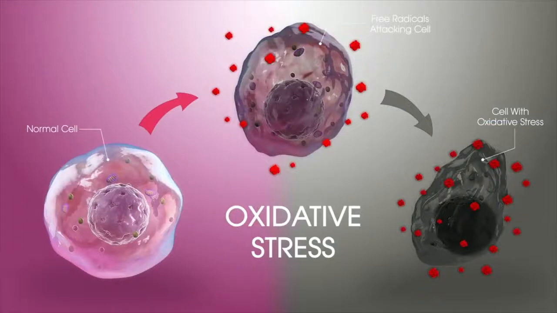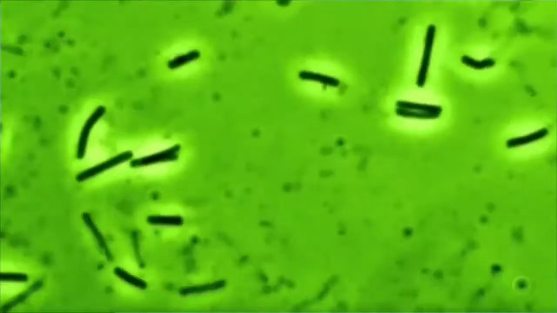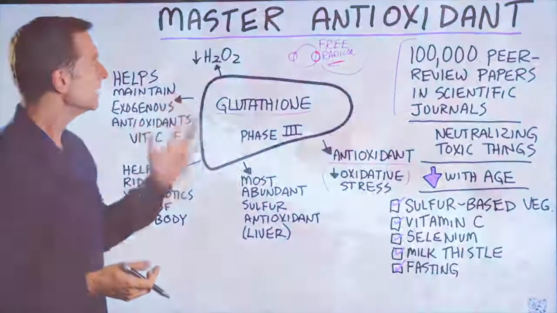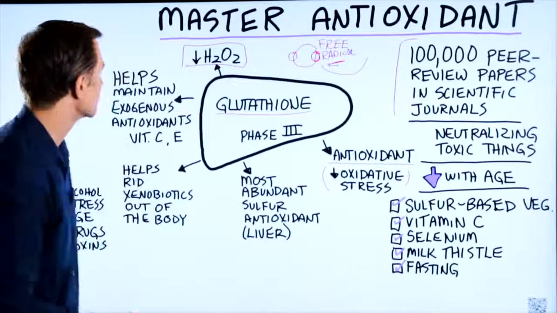stress to the body. Your body also makes free radicals for various things, killing microbes, breaking down certain things in chemical reactions. It even makes hydrogen peroxide. Glutathione is there to help neutralize some of these toxins that your body actually makes for various things.